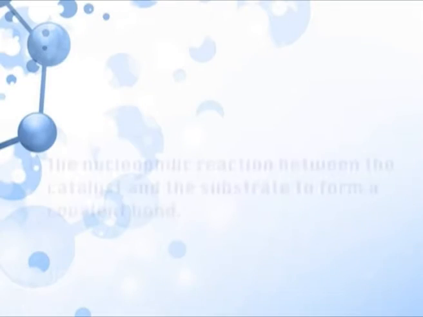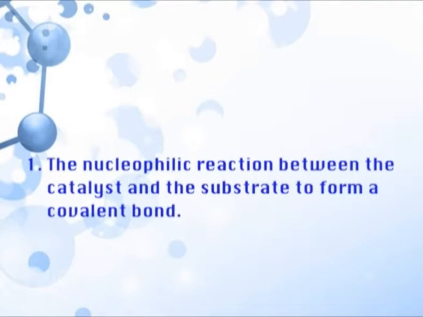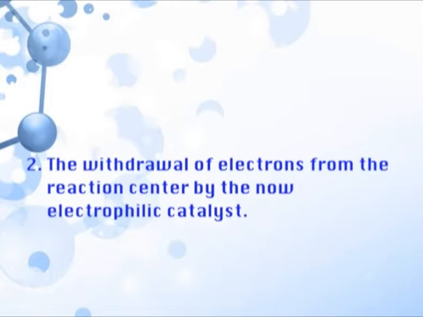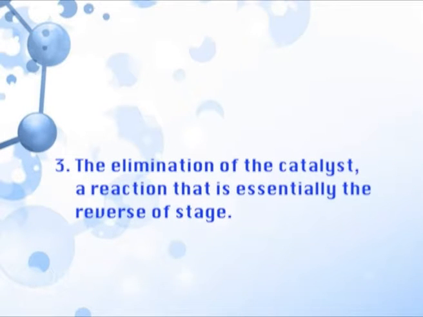Covalent catalysis can be conceptually decomposed into three stages. First, the nucleophilic reaction between the catalyst and the substrate to form a covalent bond. Second, the withdrawal of electrons from the reaction center by the now electrophilic catalyst. Third, the elimination of the catalyst, a reaction that is essentially the reverse of stage one.